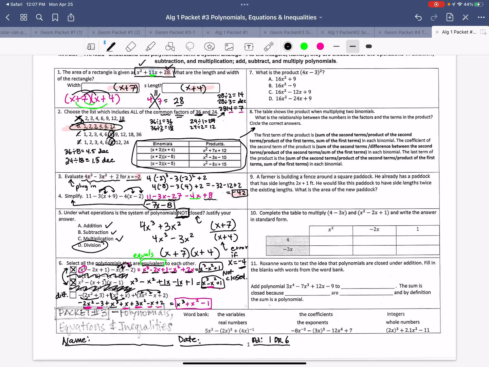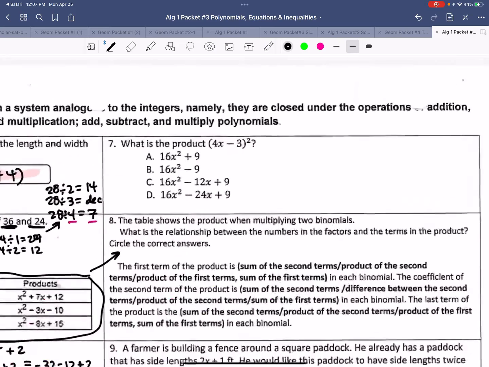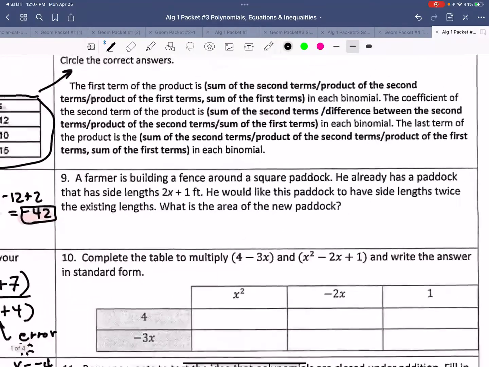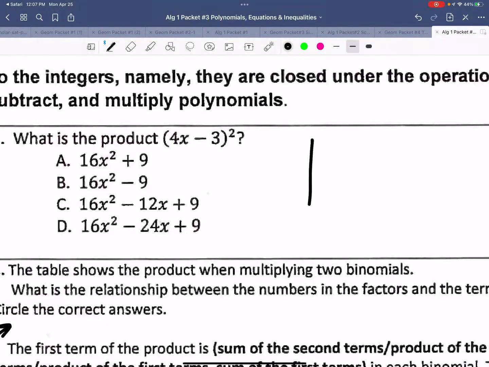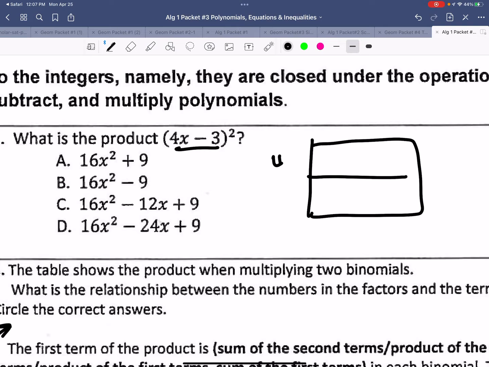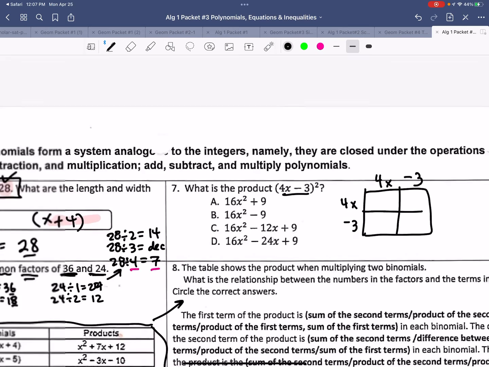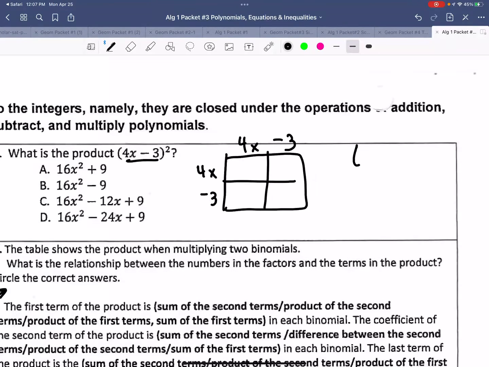And if you want to know answers on some of the other ones, feel free to ask. I'm going to do question number 7 and then go ahead and do question number 10 because I like how they laid out. So what is the product of 4x minus 3 squared? So that's 4x minus 3 times 4x minus 3, right?